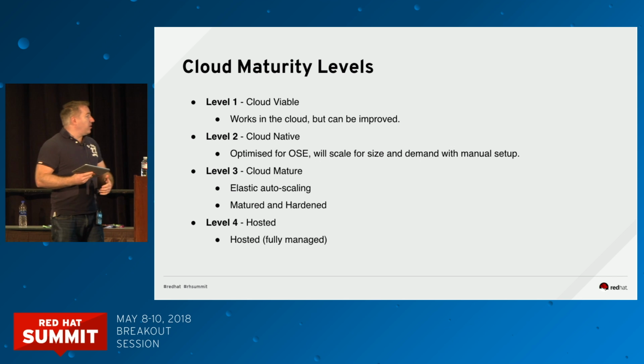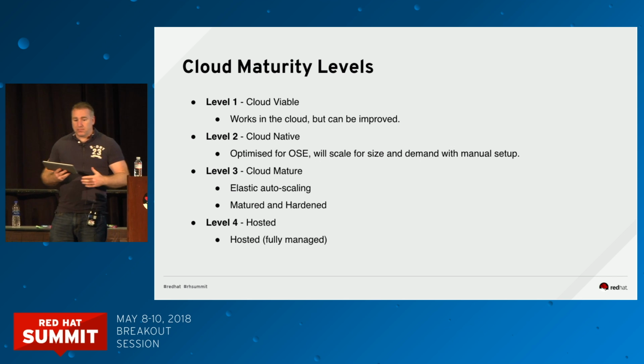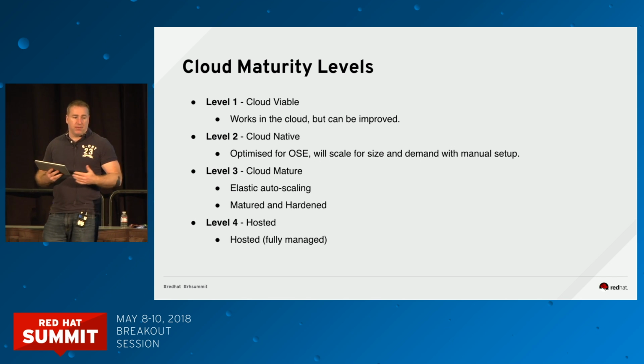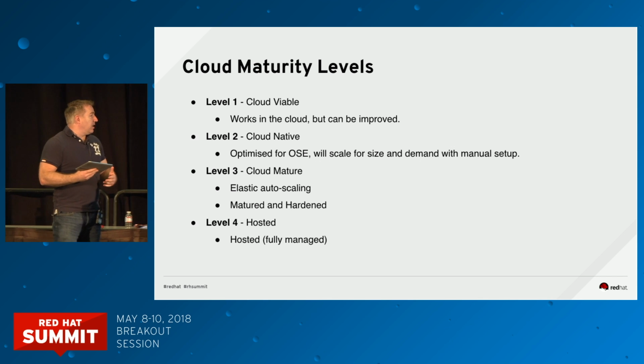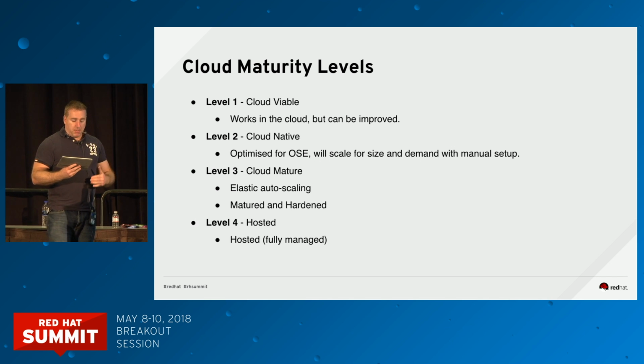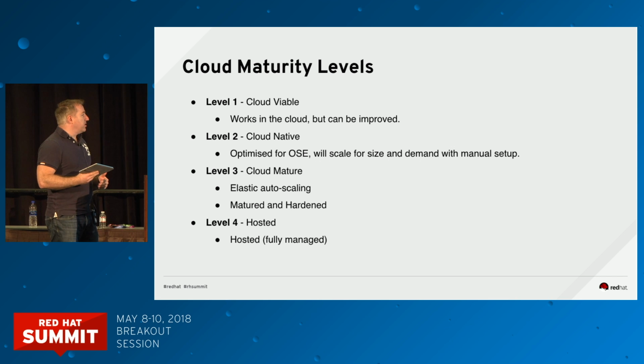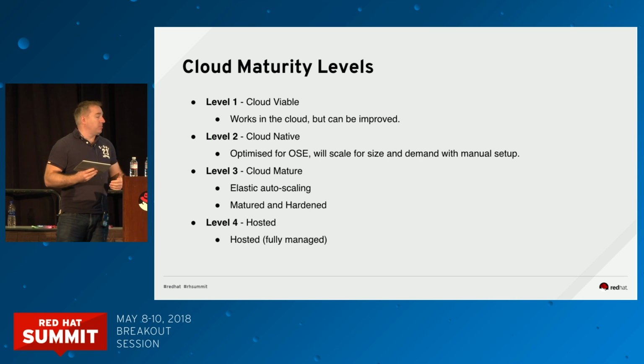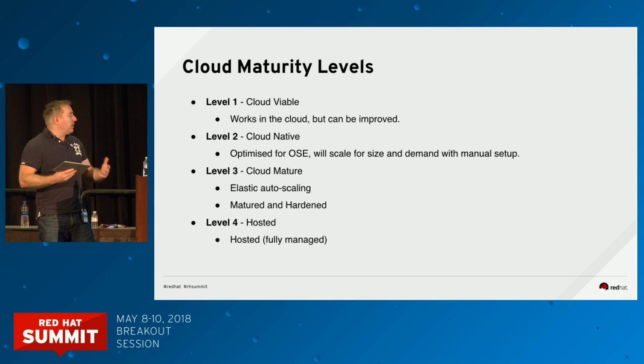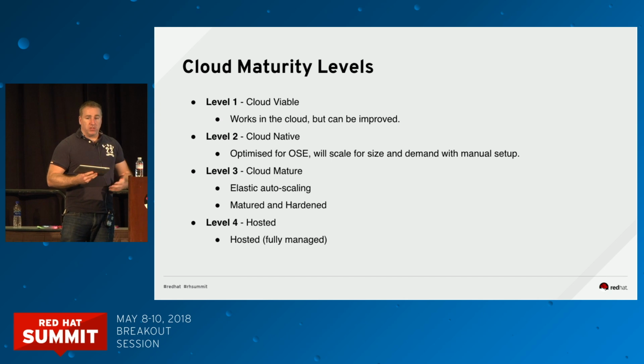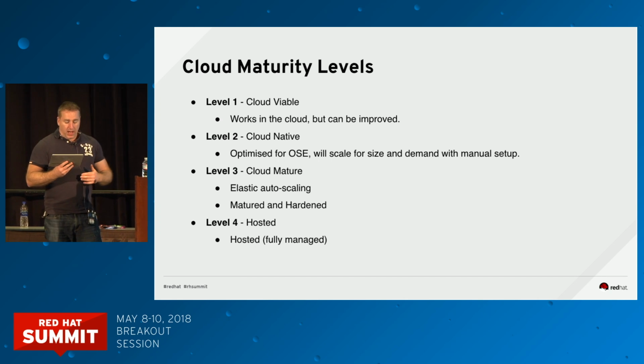Cloud native means you've now got a degree of scaling. It's taking advantage of some of OpenShift's facilities, and it's generally a good experience, but it doesn't yet do elastic auto-scaling. Level 3 is when you really start to pay off from a cloud environment, where it automatically scales out as you add more users and more demand. And level 4 is hosted.